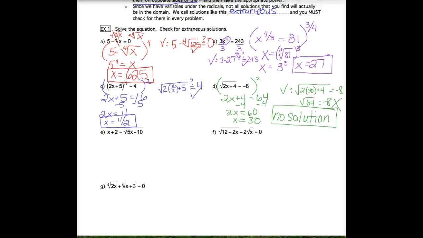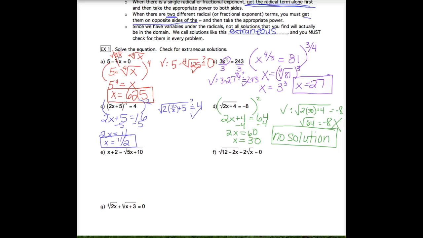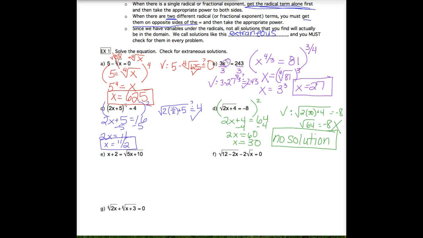All right, let's look at E. Again, I've only got one radical term. So that means I'm going to take the appropriate power on both sides first. So since this is a square root, the appropriate power is to square. Now, do not be tricked over here on the left. This is a binomial. When you square a binomial, I hope that you know by now that that has to be FOILed. Do not just square the x and square the 2.